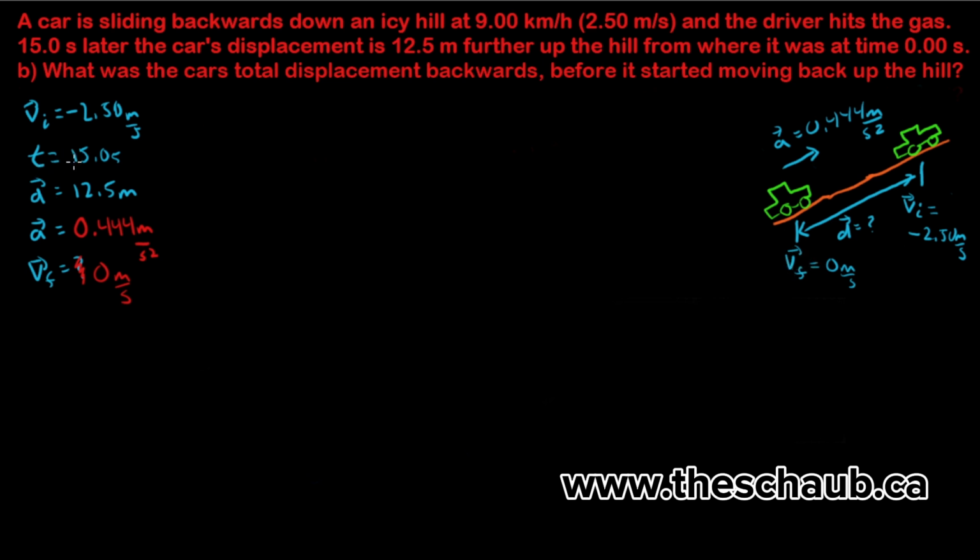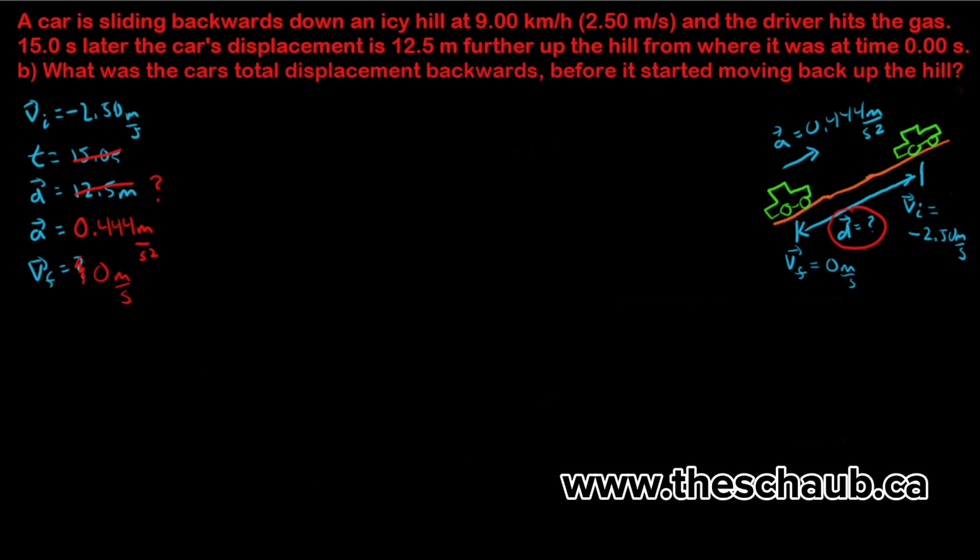Our time of 15 seconds and our displacement of 12.5 meters are both from part A. We're no longer looking at the time and displacement of the car moving up the hill. We're looking at how far it travels backwards. So our displacement here is the new variable we're looking for.